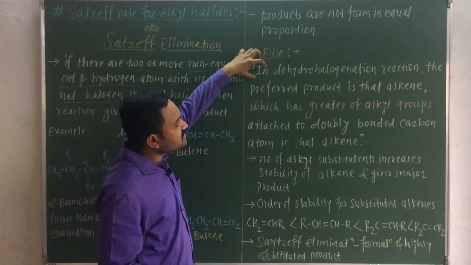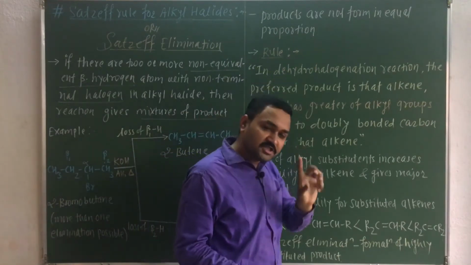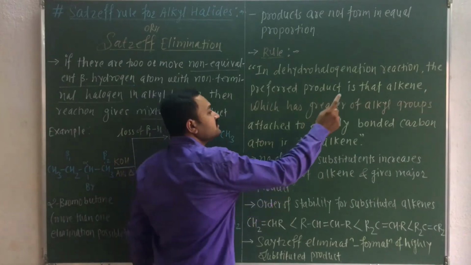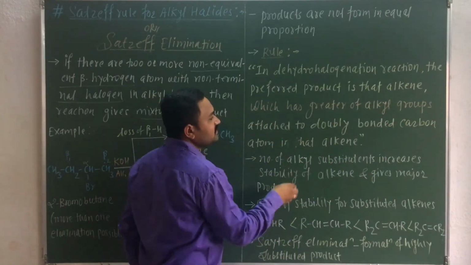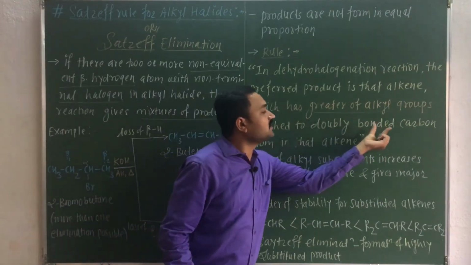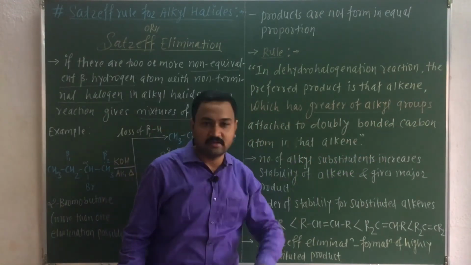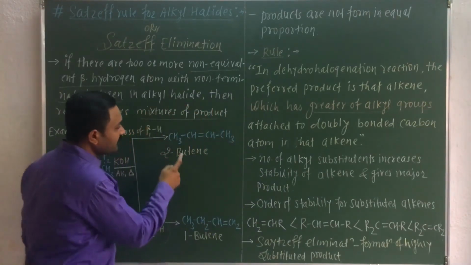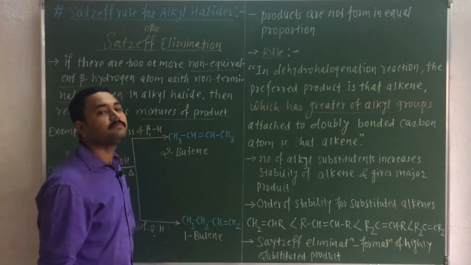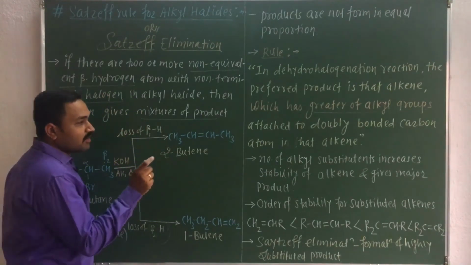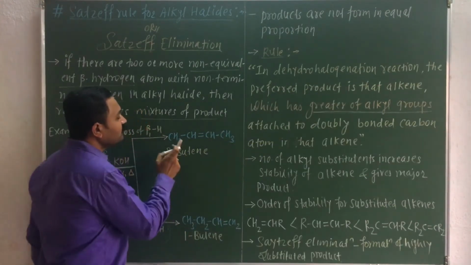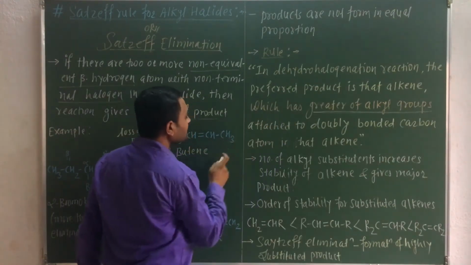Remember, he says that in the dehydrohalogenation reaction, the preferred product is that alkene which has the greater number of alkyl groups attached to the doubly bonded carbon atoms. That means we are getting two different products. Out of these, one will be the major product and another will be the minor product. So what it says is that only those alkenes are formed which have the greater number of alkyl groups.